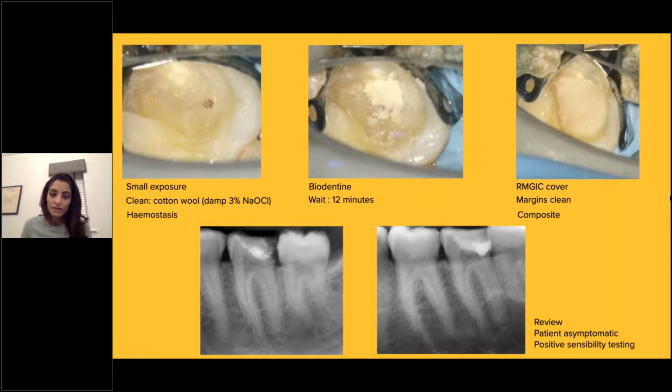Having 4 walls for the access makes a really big difference, because it means that you can put the Biodentine in a much more specific area without worrying about it getting on the walls. Because again, when it does get on the walls, it's a bit of a faff having to try and remove it from the walls, because it's still delicate in that initial stage.